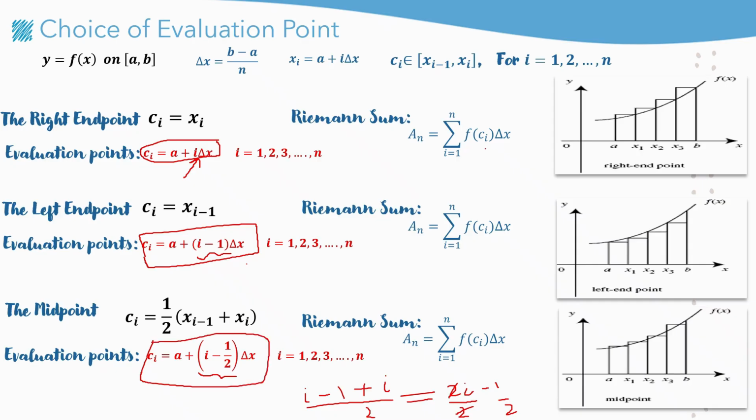In all the cases, your Riemann sum remains the sum from i equal to 1 to n of f of ci delta x. Please recall the formula again and remember it at the right time.